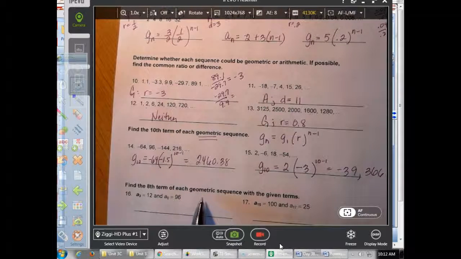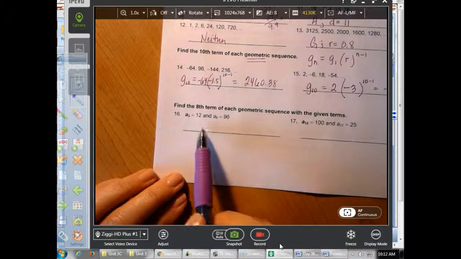So find the 8th term of each geometric sequence with the given terms. Now, this is a little bit more involved because we don't know R and we don't know the first term. So how am I going to do this? We did a sum in class. You have to kind of think of it like this.